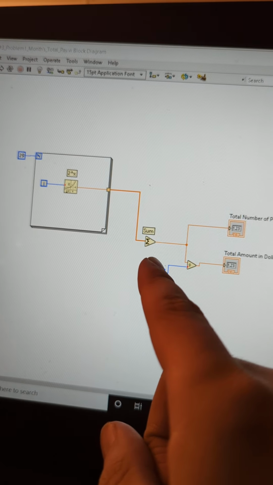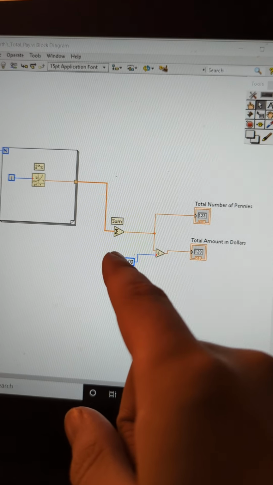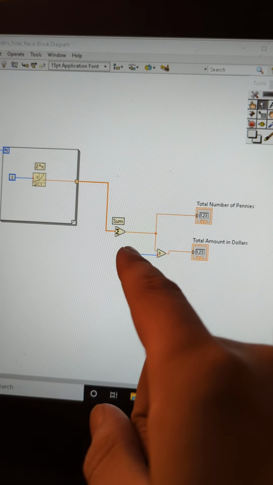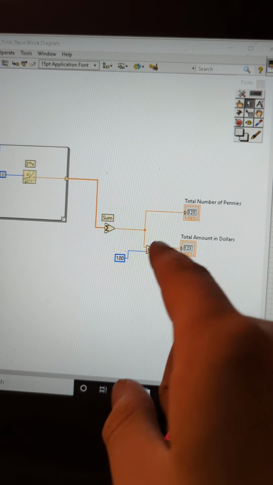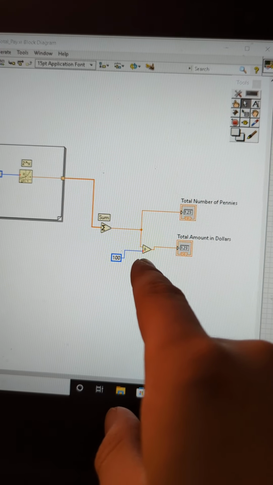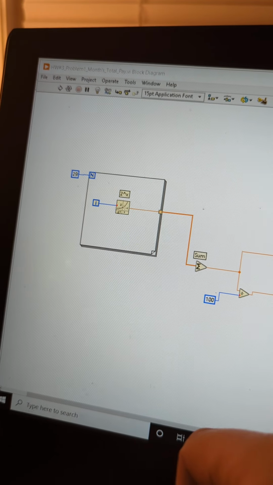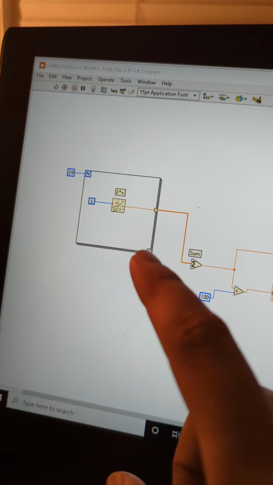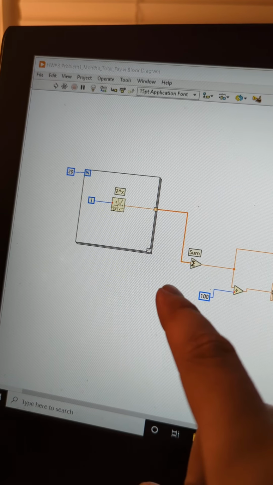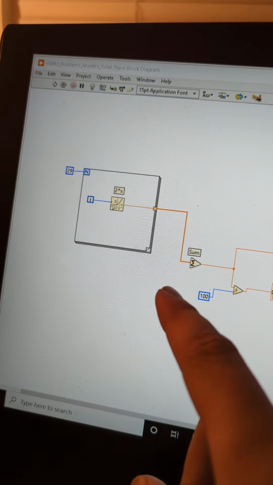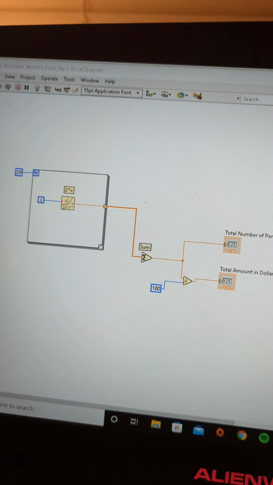We pipe this out into a sum, add all the elements, and then that is wired into this indicator to show the total number of pennies, and then down here that sum is divided by 100 to give the total amount in dollars. And it's 29 because when you start, i equals 0 is the first value and 2 to the 0 is 1, so it checks out that having i equals 0 for the first one works.